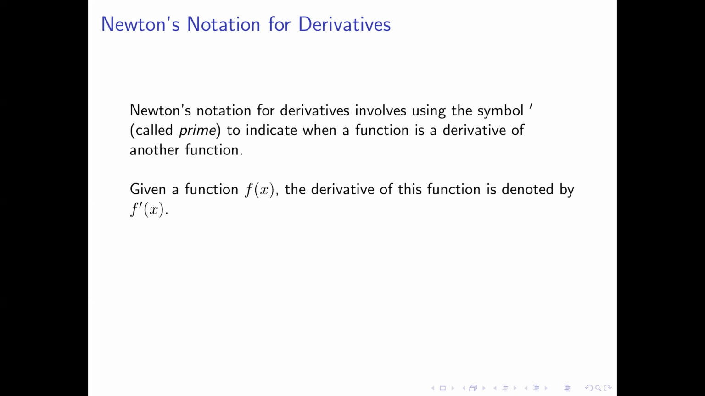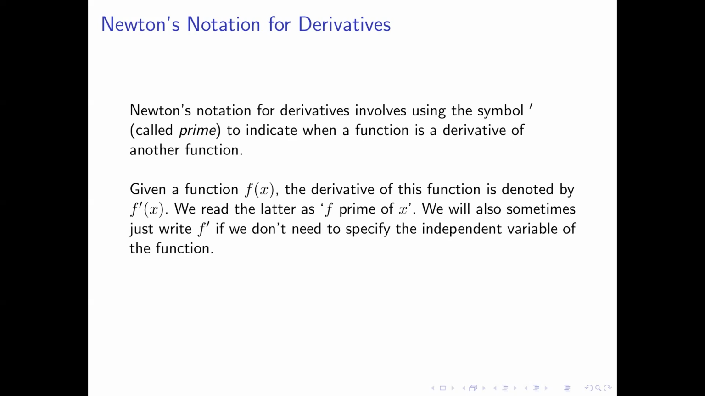So in other words, if we have a function f of x, and we want to talk about its derivative, we denote that with what you see there. We have f followed by the prime symbol, and then the x there marking the independent variable. And we read that as f prime of x. You can also sometimes just write f prime without anything to indicate the independent variable if for whatever reason you don't need to mark the independent variable of the function. And so, for example, we saw earlier that the derivative of x squared is 2x. And so if f of x is x squared, then it would be correct to write that f prime of x is 2x.